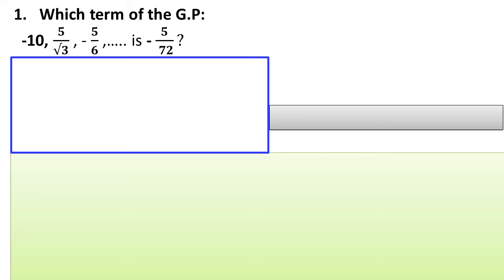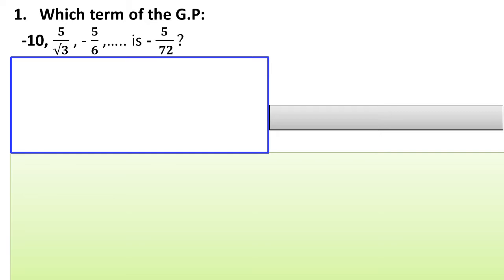Question number 1. Which term of the GP minus 10, 5 by root 3, minus 5 by 6 and so on is minus 5 by 72? Minus 5 by 72 is the last term of the given sequence. We need to find out it is which term. That means n should be calculated.